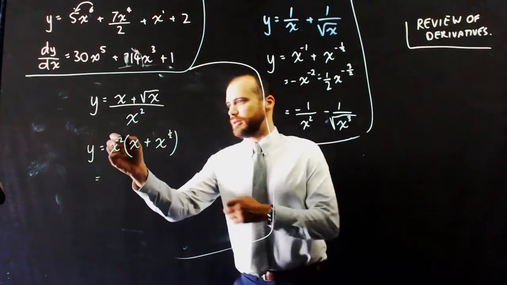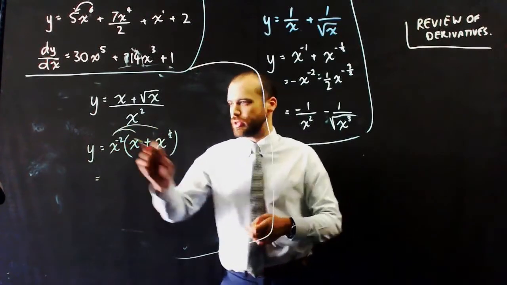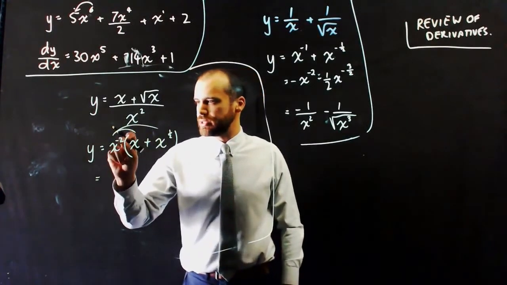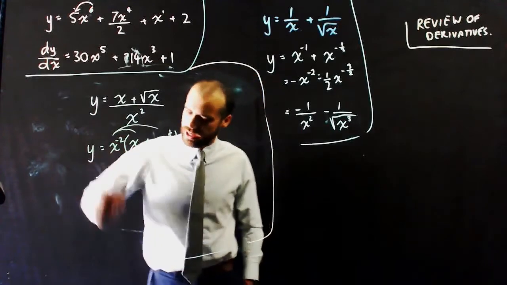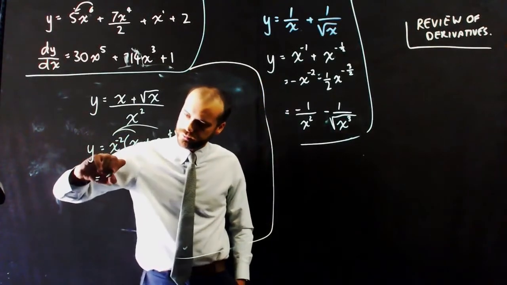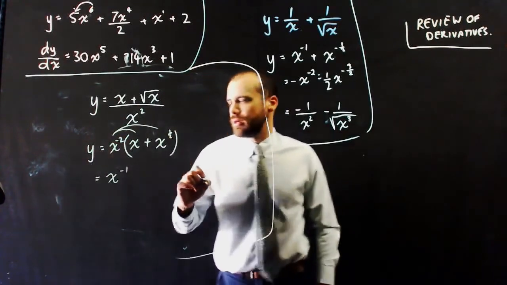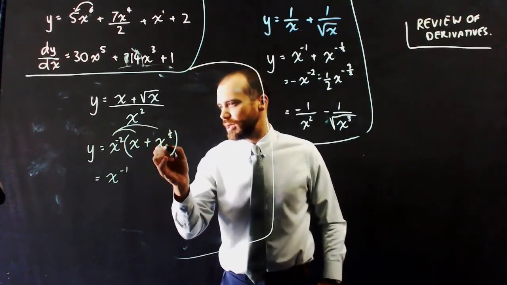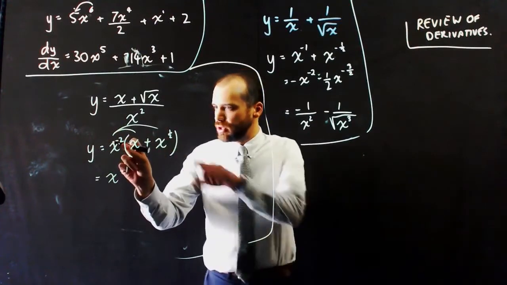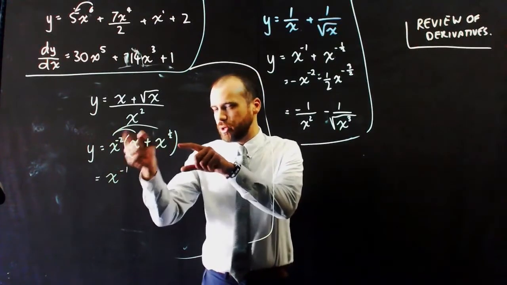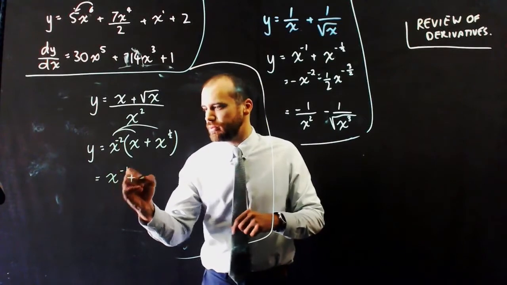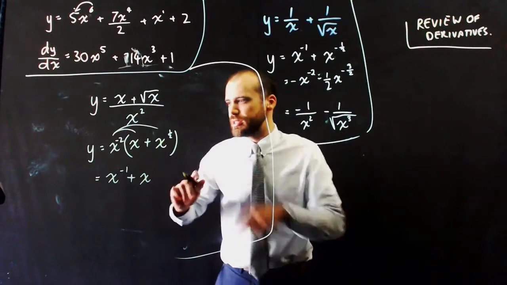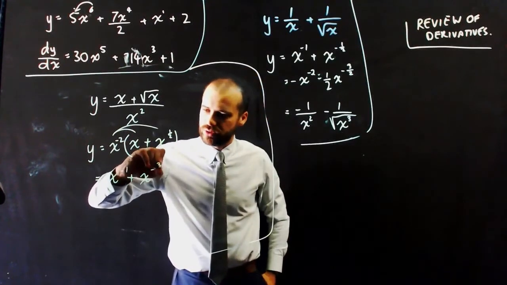Okay, now, expanding using the distributive law. So x to the negative 2 times x to the 1 is the same as x to the negative 2 plus 1. So it's going to be x to the negative 1. And then x to the negative 2 times x to the half. You've got to add the powers together if you're multiplying two things with the same base. So x to the negative 2 plus 1/2 is negative 3 on 2, negative 1.5.